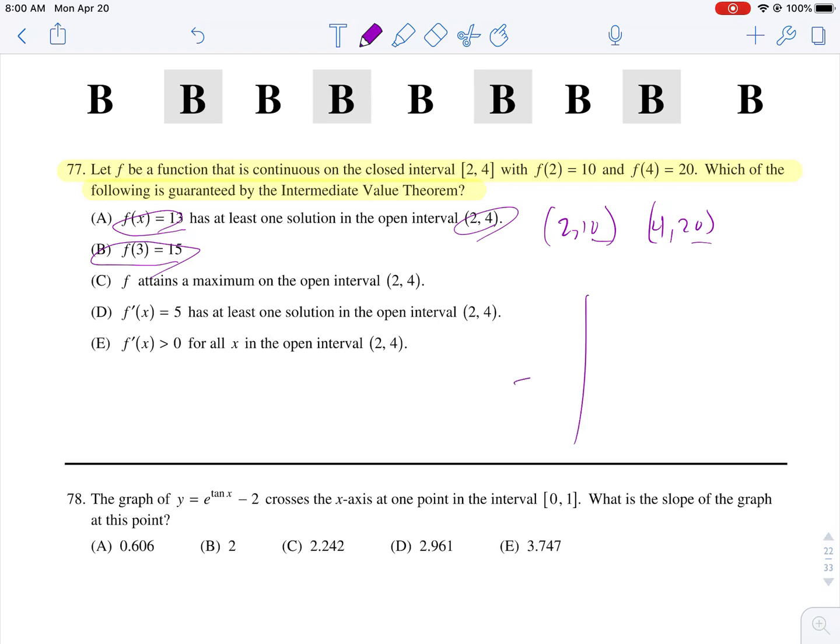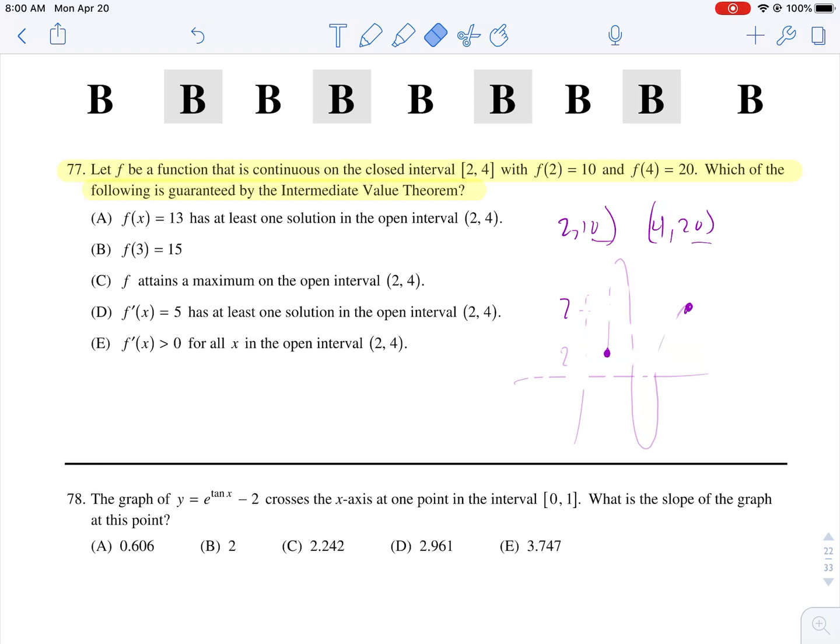Because remember, intermediate value theorem, we can know there's a y value here and a y value here. And let's say that's 2 and 7. And we just know that the function will take on every value between 2 and 7. But it doesn't tell us whether or not maybe it goes way up and way down. We don't know. So f of 3 could actually be anything. So that one can't be right.